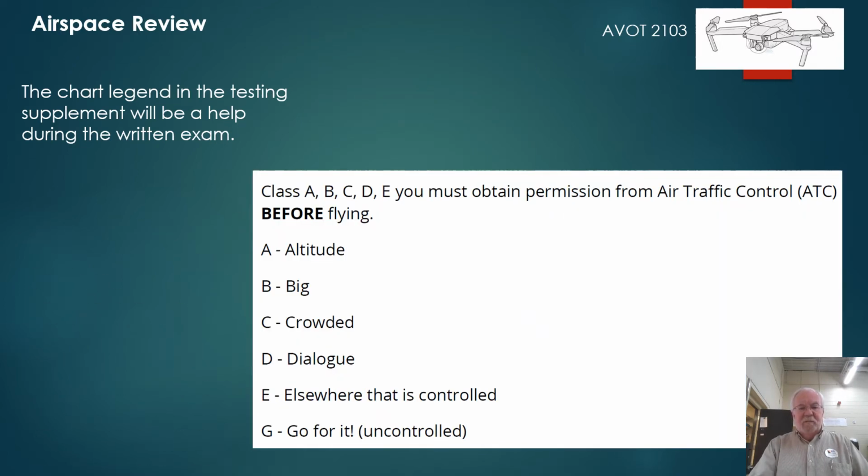These are the memory items to help you with these airspace levels. A, B, C, D, and E airspace are controlled. A stands for altitude, that high altitude sector. B is for big airports like Atlanta, San Francisco, Washington, New York. C is for crowded airspace, with a control tower. D is for dialogue, you need to talk to somebody to get permission. Everywhere else that's controlled airspace is E. And G airspace is uncontrolled airspace. We'll talk about that in a minute.